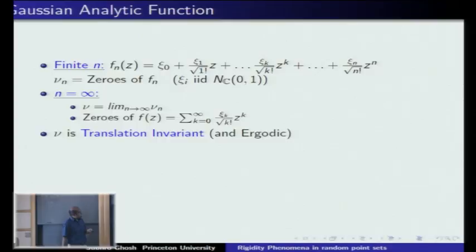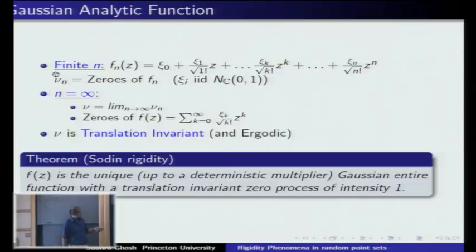About this particular scaling, it is known that essentially this is the unique way to scale, square root n factorial, so that the limiting zeros are translation invariant. This is essentially a result due to Sodin. This infinite power series with this particular scaling is unique up to a deterministic multiplier if you want to have Gaussian coefficients and an invariant set of zeros. So, these are the two main models we are going to talk about. Are there any questions?